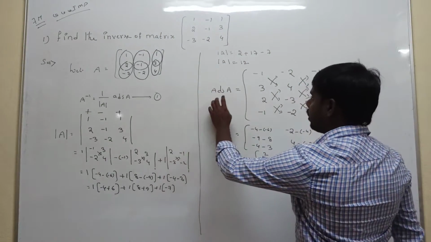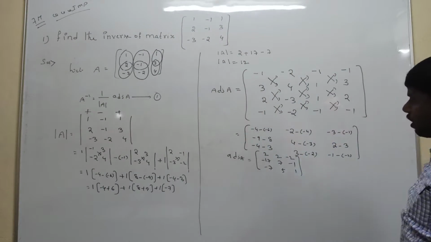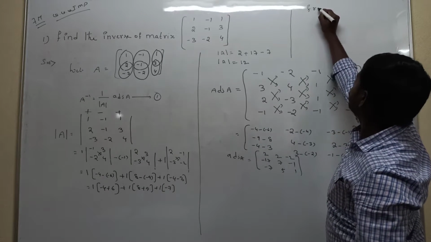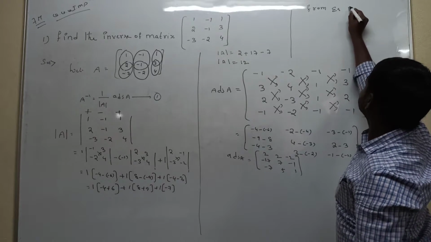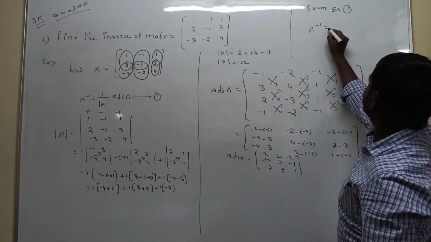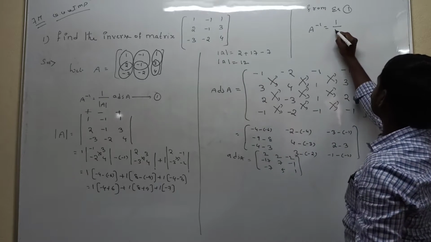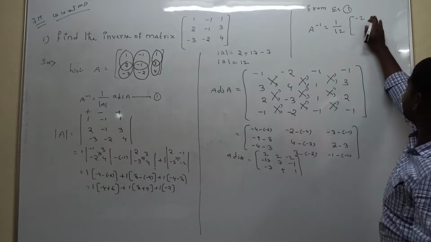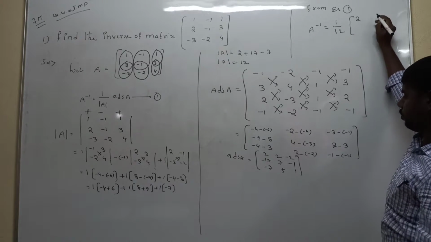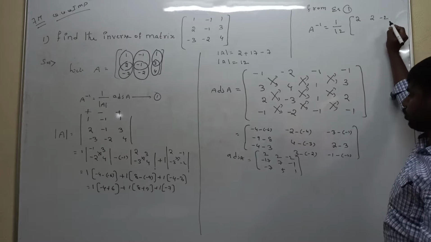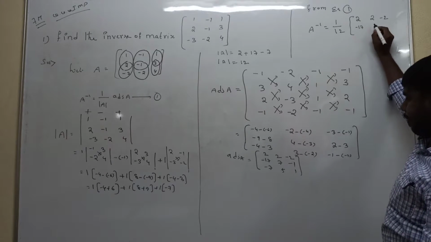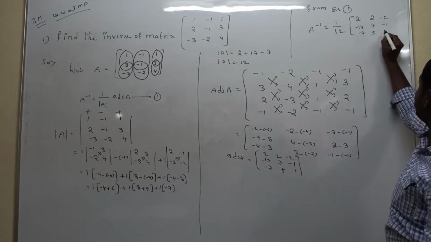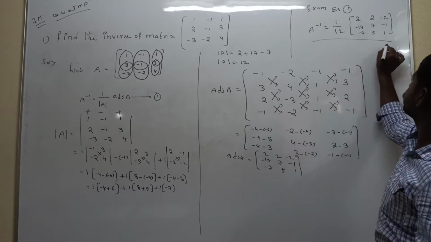Next, the determinant of A value and the adjoint of A value, substitute from equation number 1. A inverse is equal to 1 by delta, and the value you are getting is 12. The adjoint of A value is 2, 2, minus 2, minus 17, 7, minus 1, minus 7, 5, and this is the required solution.